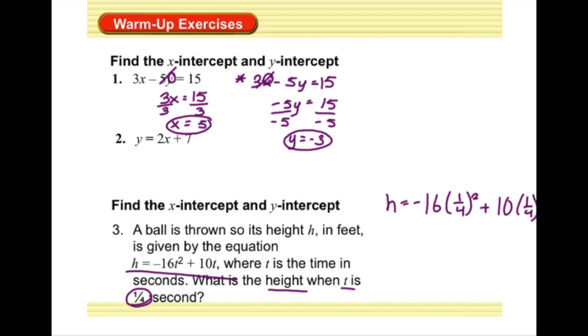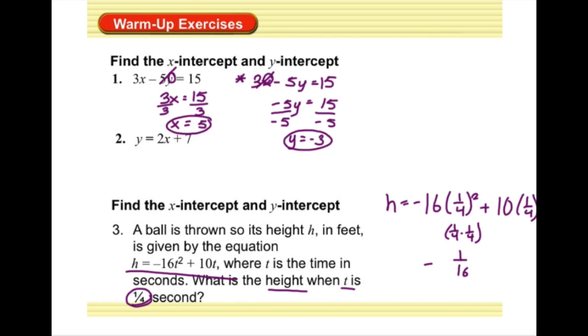As a note here, I've got negative 16 times 1/4 squared. That exponent is only applying to the 1/4. It's not applying to the whole negative 16 times 1/4. If it was, you would have more parentheses or brackets here. But since we don't, I'm just applying it to the 1/4. So how do I square 1/4? Well, 1/4 times 1/4 is the same as 1 times 1 is 1, over 4 times 4 is 16.